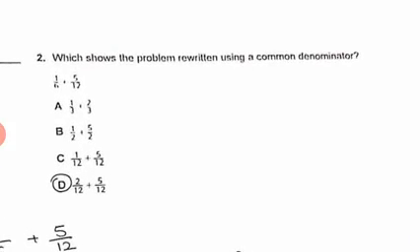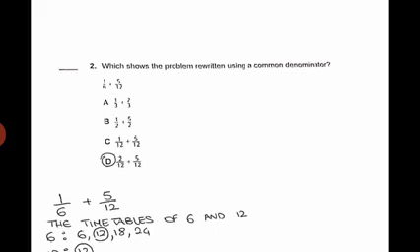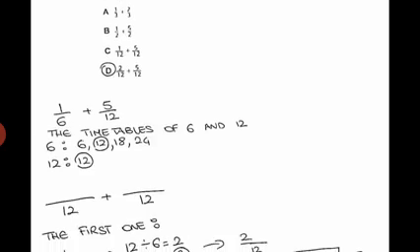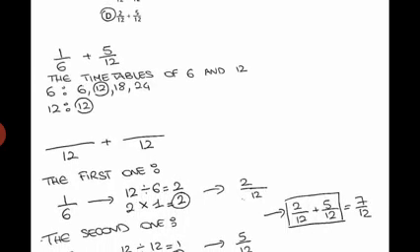Now, which shows the problem rewritten using a common denominator. We have 1 over 6 plus 5 over 12. As in question number 1, we write the two times tables. The times table of 6 and the times table of 12. So 6, 12, 18, 24, or 12. So the smallest number in common is 12. We write the two fractions with 12.